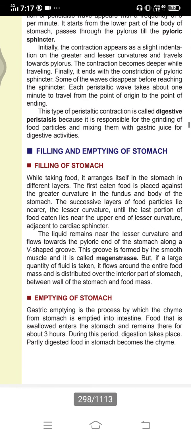Now let's talk about emptying and filling of the stomach. What is filling of the stomach? While taking the food, it arranges itself in the stomach in different layers. The food first eaten is placed against the greater curvature in the fundus or the body of the stomach. The successive layers of food particles lie nearer the lesser curvature, until the last portion of food that is eaten lies near the upper end of the lesser curvature adjacent to the cardiac sphincter.